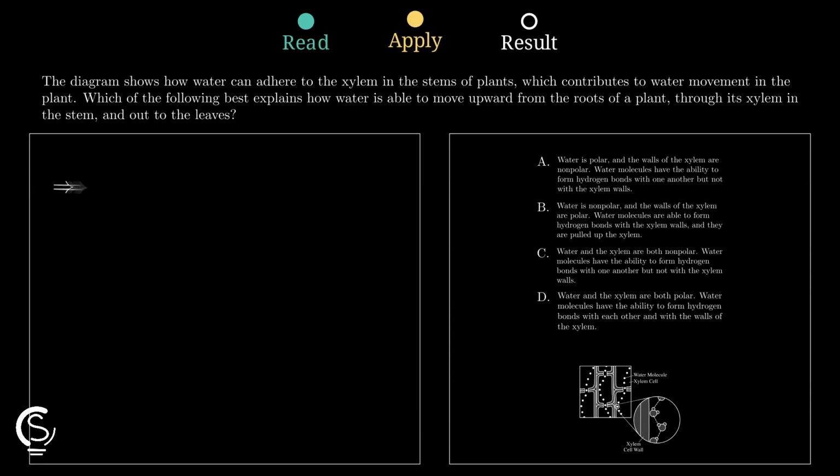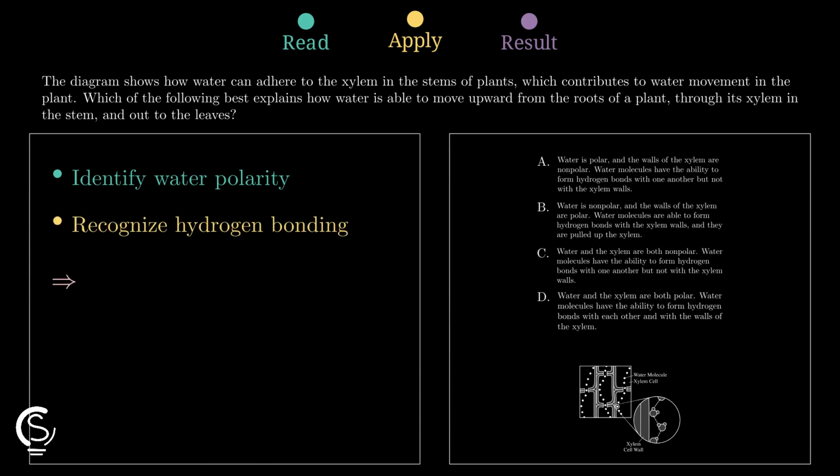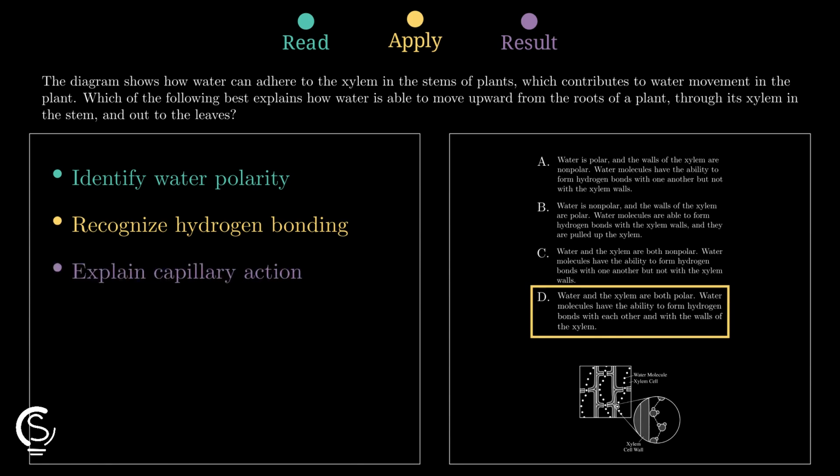Next, for water to climb up the plant, the xylem walls must also be polar. This creates adhesion, where water molecules cling to the walls to fight against gravity. Finally, cohesion pulls other water molecules along as they bond to each other. This combined force moves the water upward, making option D the only choice that explains this correctly.